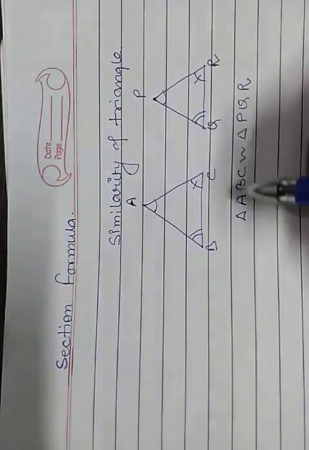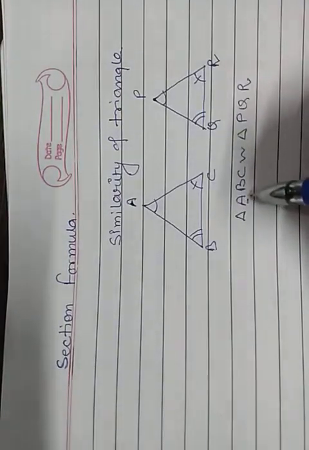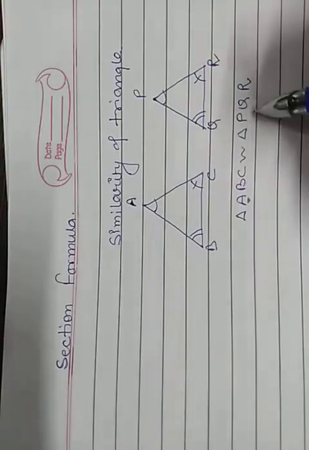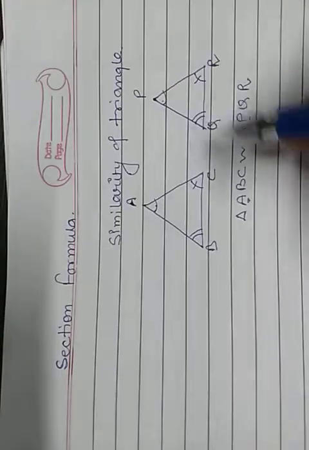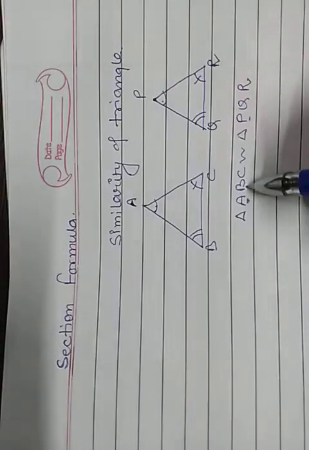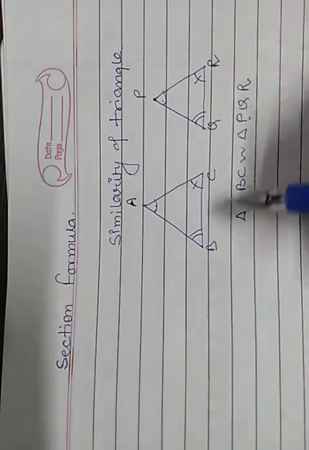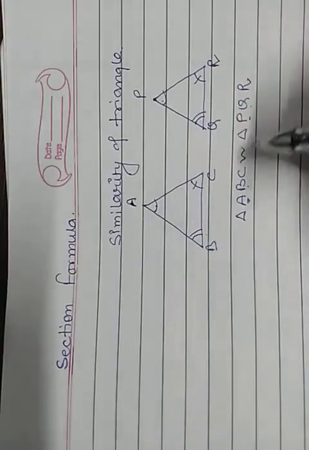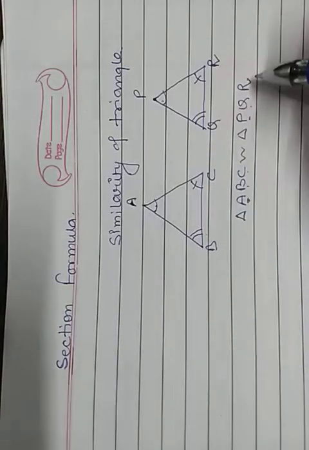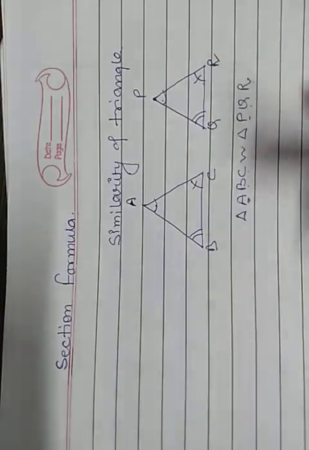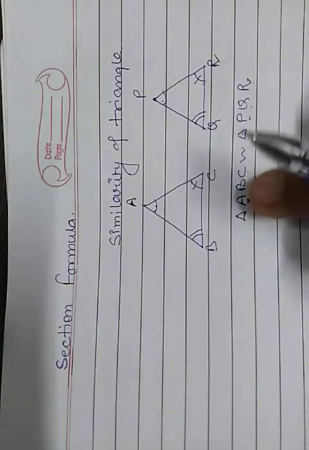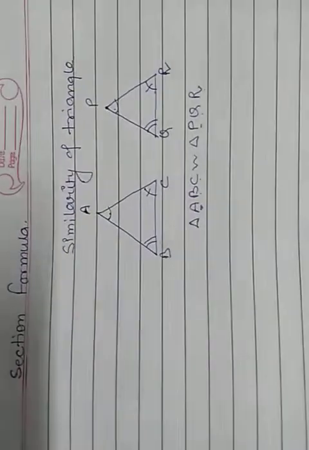I will follow the sequence here. The first letter is A, here the first is P, so obviously angle A is equal to angle P. The middle one is B, and here the middle one is Q, and obviously B is equal to Q. The last one is C, and here the last one is R, and angle C is equal to angle R. So I will call that triangle ABC is similar to triangle PQR.